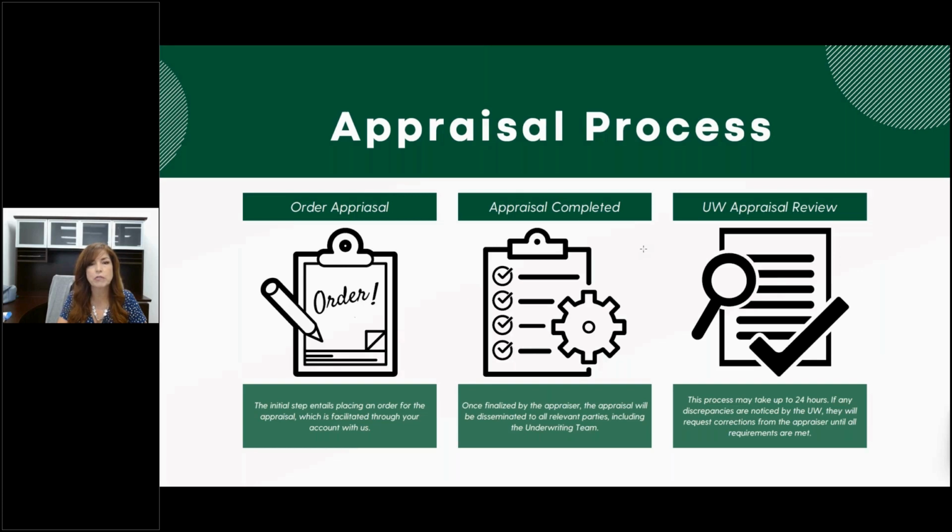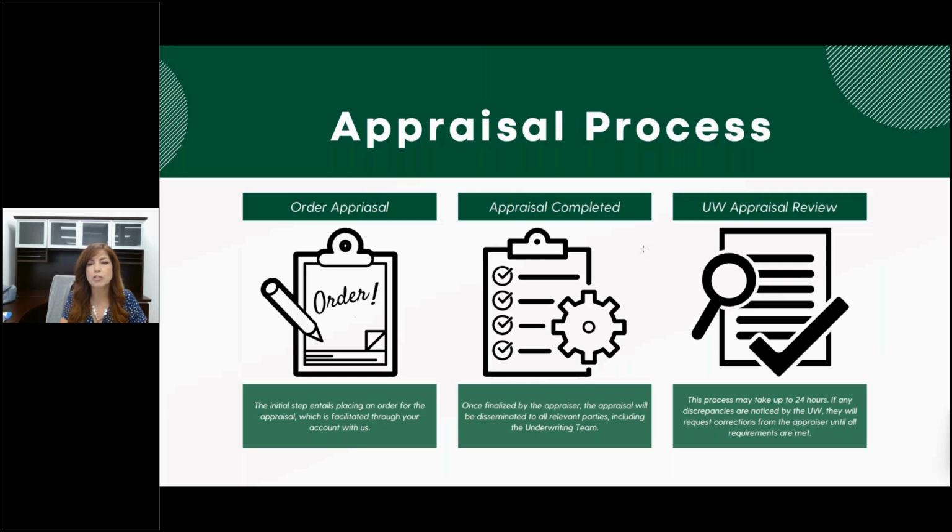We'll send a copy of it to you so everybody has the appraisal and knows what the value is, and can look at it to see if there are any repairs required, whatever it is. You have that copy. And then we upload the appraisal to the file, so it goes to underwriting. So we will underwrite the appraisal without all the other documents.